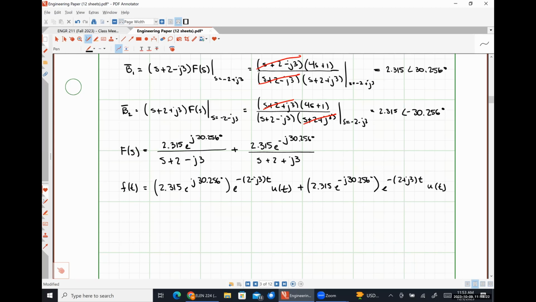Now, you may be wondering to yourself, how the hell does this look any better than the thing we got earlier? And the short answer is that right now it very much doesn't. So what I'm going to do is play around with the fact that I have exponential functions multiplied by exponential functions. For example, I could write this as 2.315 e to the negative 2t, where I'm getting that e to the negative 2t from this part right here, so I have e to the negative 2 times t, times e to the j. I have negative times negative, so that's going to give me a positive j here times 3t plus 30.256 degrees.